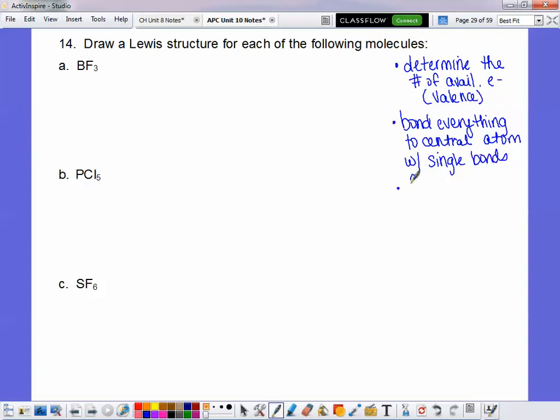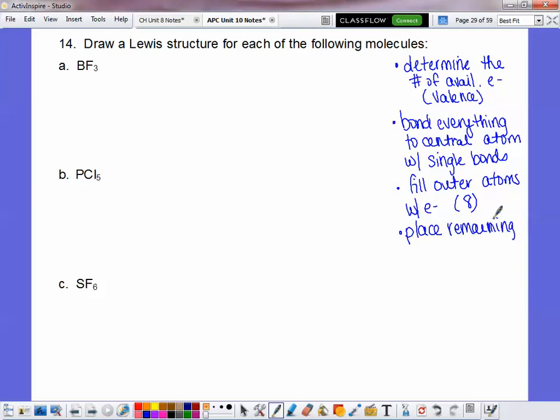You're going to fill your outer atoms with electrons until they all have 8, putting those lone pairs on them. And then any remaining electrons are going to go on the central atom. So only the central atom can expand its octet. The outside atoms, the ones that are connected, are never going to expand their octet. They're always going to follow the octet rule. Even if they could expand, they only expand if they are center.